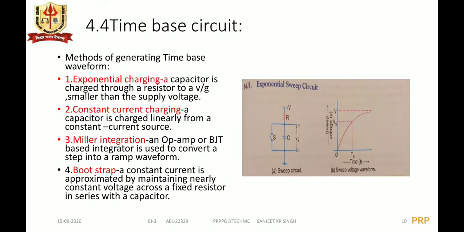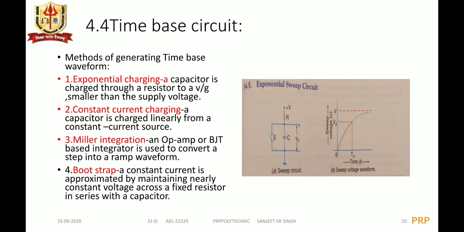The adjacent figure shows the exponential charging, where V is the supply voltage and RC is the circuit where the capacitor is charged when the supply voltage is turned on, and the output voltage is taken across the capacitor. When a switch connected across the capacitor is closed, then the capacitor discharges. That switch can be an electronic switch or it could be a manual switch.